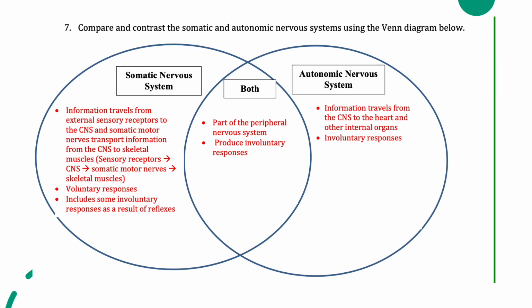Another way to see the difference between the somatic nervous system and autonomic nervous system, and to check what is common in both. Both are parts of the peripheral nervous system and produce involuntary responses. Definitely, sometimes the somatic nervous system also works as involuntary. You can pause and read it in detail.